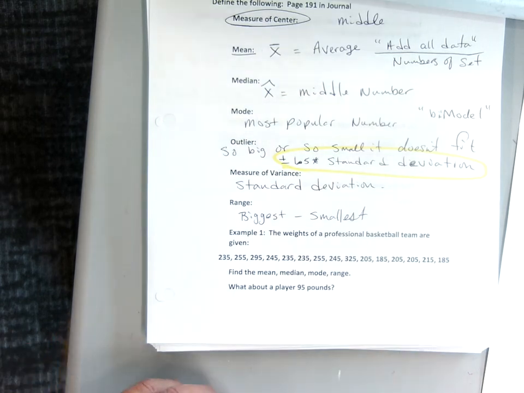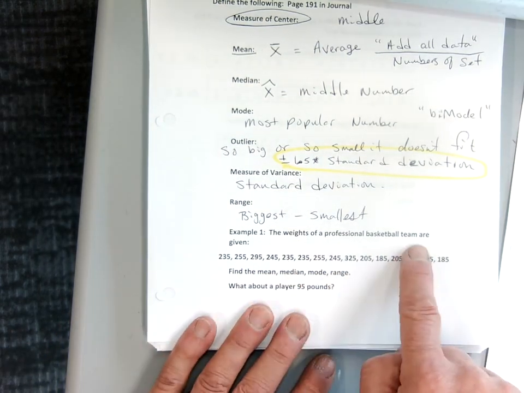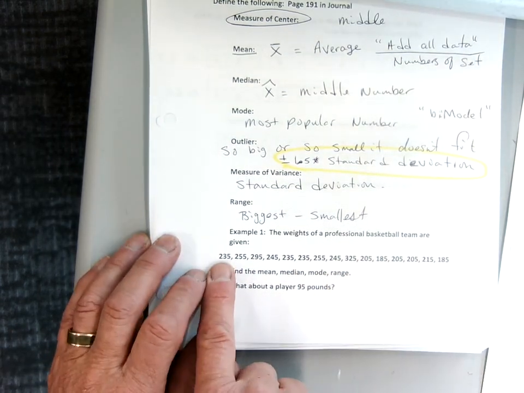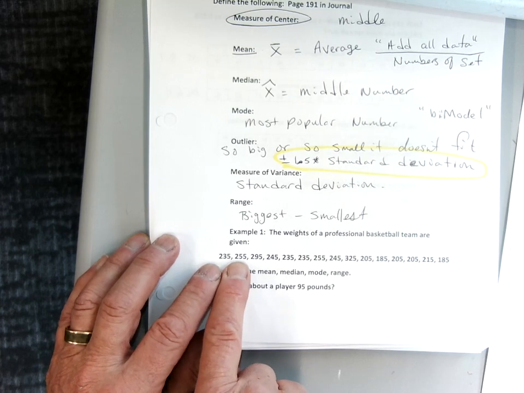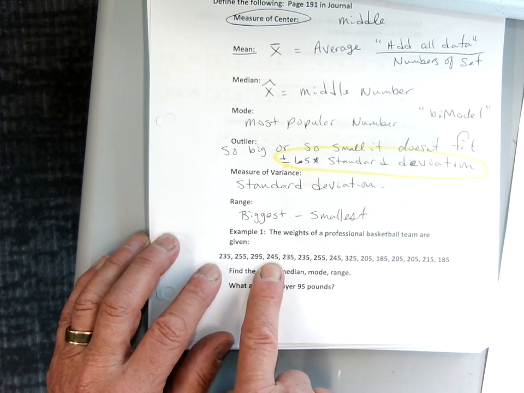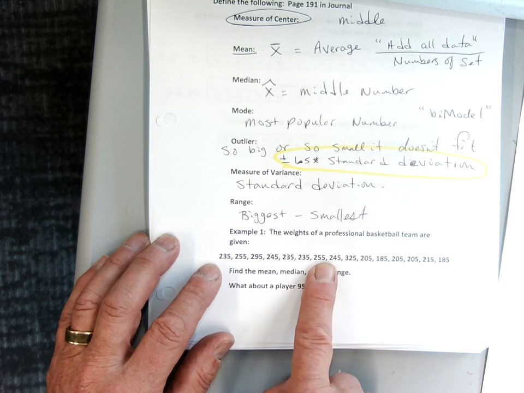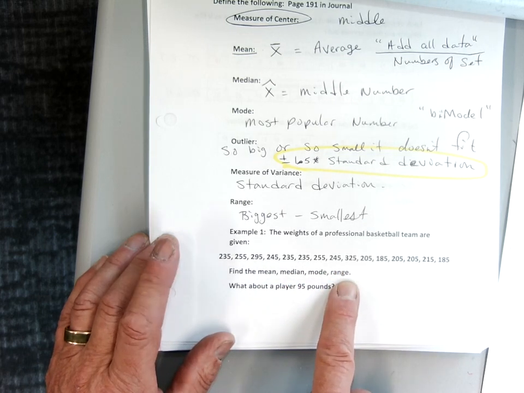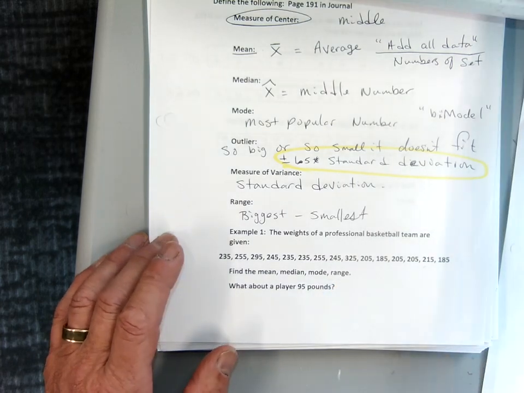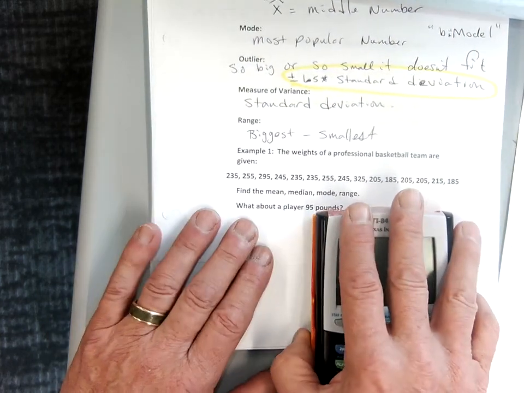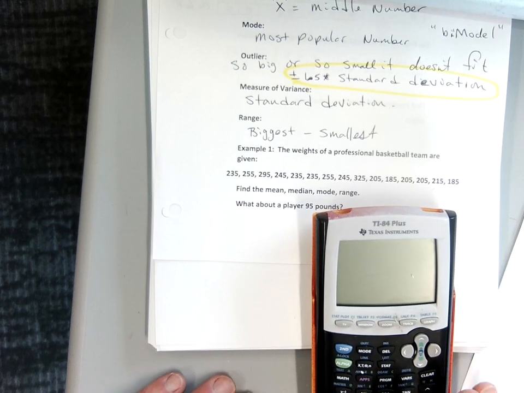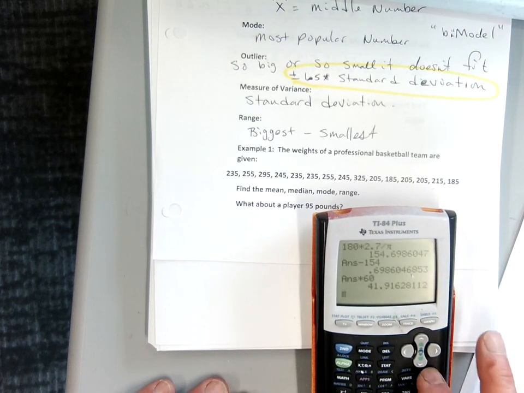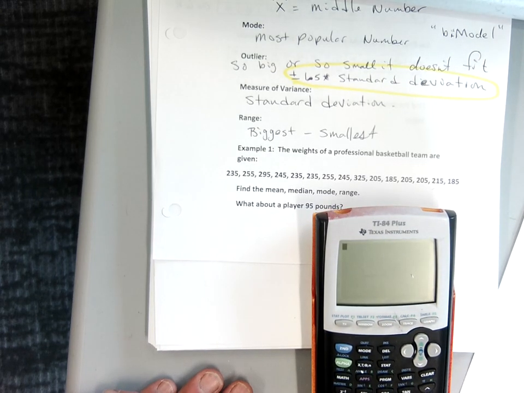Okay, now, given the weights of professional basketball teams: 235, 255, 295, 245, 235, 235, 255, 245. Okay, so if we want the mean, median, mode, and the range, right? Well, lucky for us, my fancy calculators will do this. Want to grab a fancy calculator, you guys? Okay. Everybody grab one.